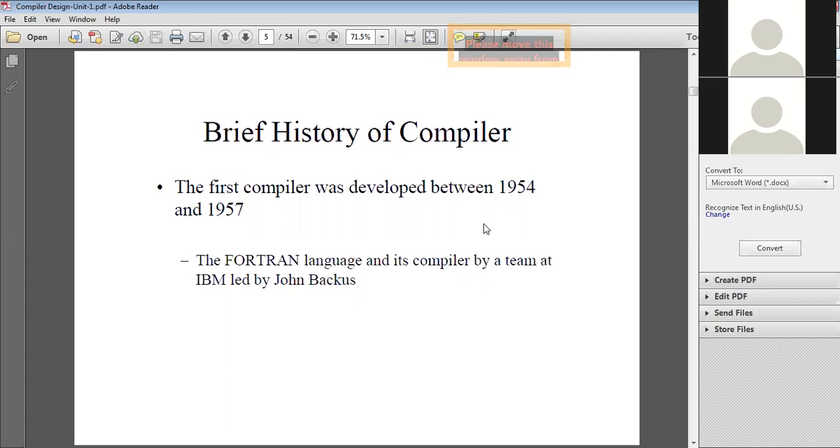So the need arose to convert the high level language, that is the Fortran language, into the machine language, because we cannot work easily on the high level language. The computer can understand only the machine language.